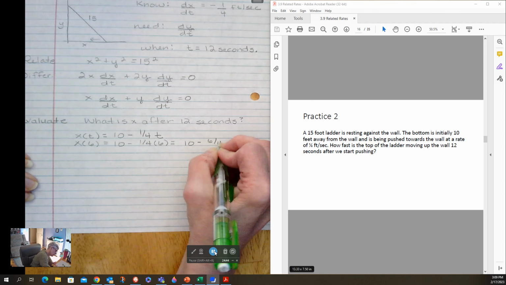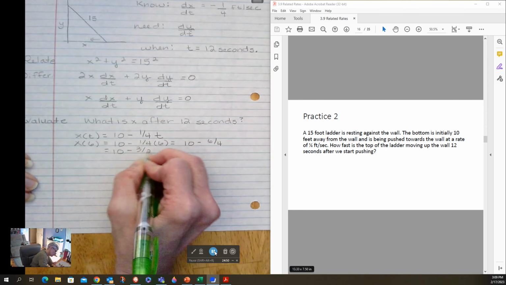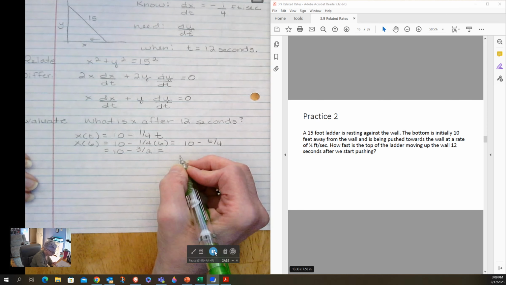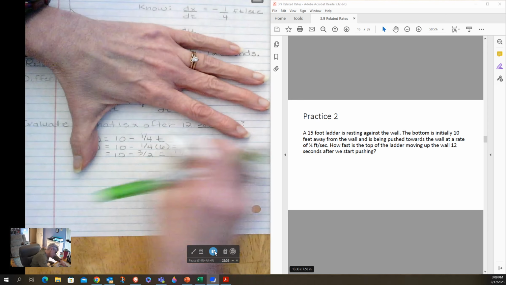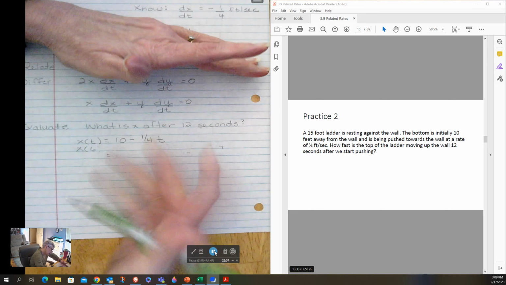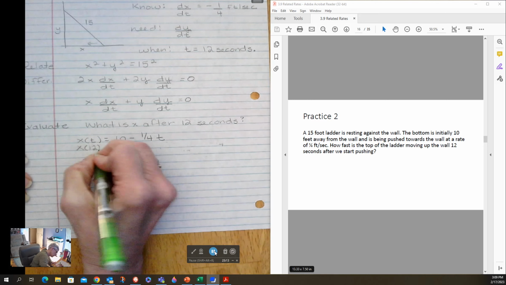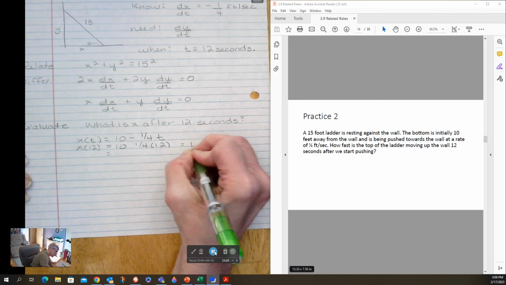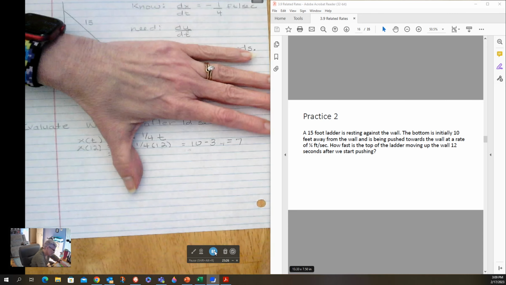which is 10 minus 6 over 4, which is 10 minus 3 halves, which is 20 over 2 minus 3 over 2 is 17 over 2. I made it 6 seconds instead of 12. That was silly. Let me fix that. Got to read it correctly. I want x after 12 seconds, not 6 seconds. The good news is that makes it 10 minus 1/4 of 12 is 3, which is 7, so no stinky fractions.